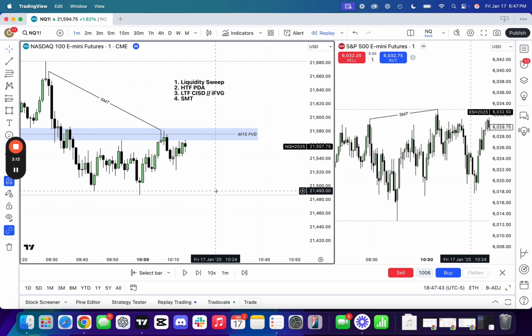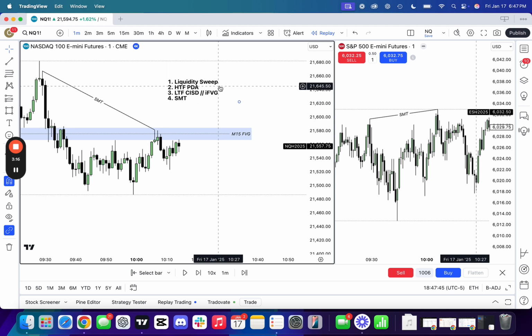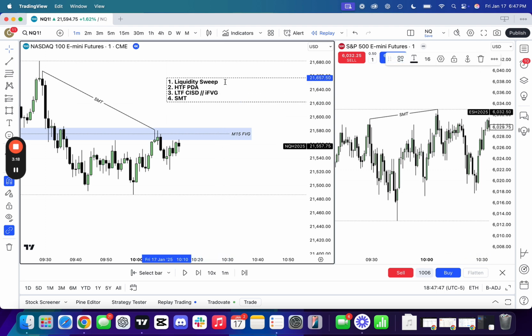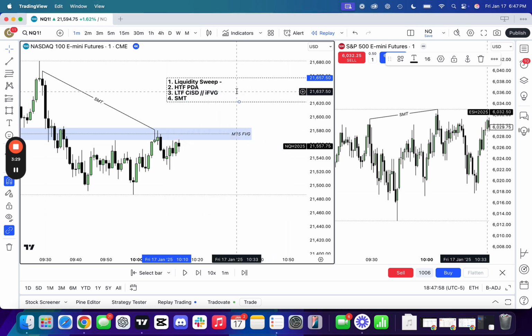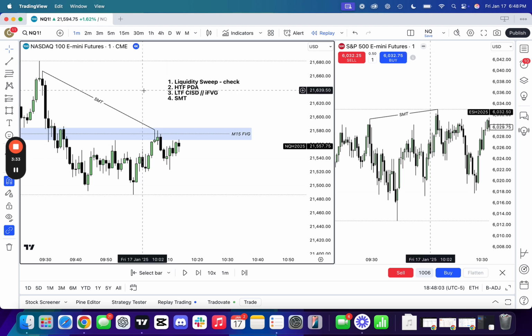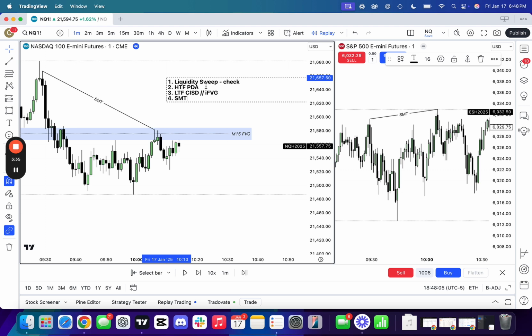Liquidity sweep. Price swept highs, so that is checked off. Let me put an emoji for you guys. Check. Fire. Higher time frame PD array. This is right here, this 15-minute fair value gap. Lower time frame change in state of delivery or inversion. So what do we have here?